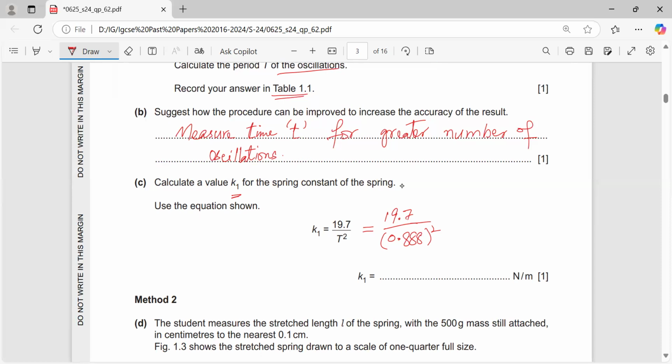But if you have taken 10 oscillations, then 25 divided by 10 becomes only 2.5%. Further 10, it will be 1.25 and so on. So more oscillations will improve the result and decrease the percentage uncertainty.